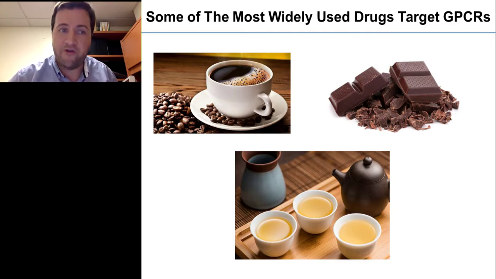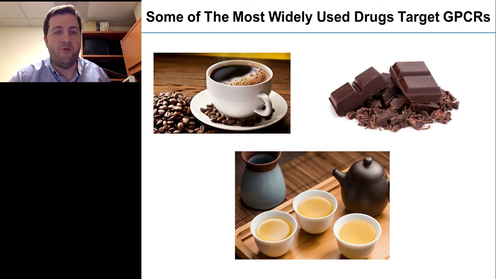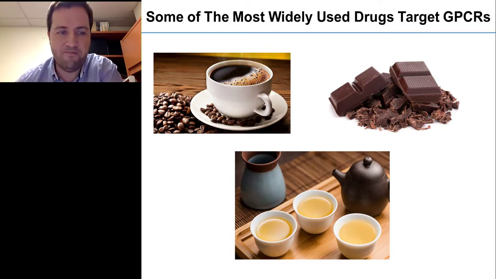Human GPCRs are also major drug targets. On this slide, you see some examples of some of the most widely used and perhaps abused drugs that target GPCRs. So we have caffeine present in coffee, theobromine, which is present in chocolate, and theophylline present in tea.